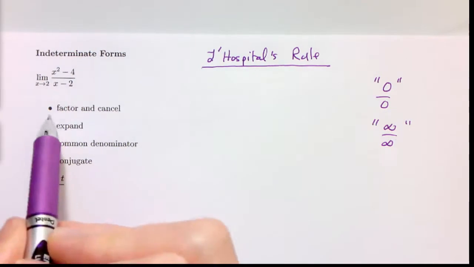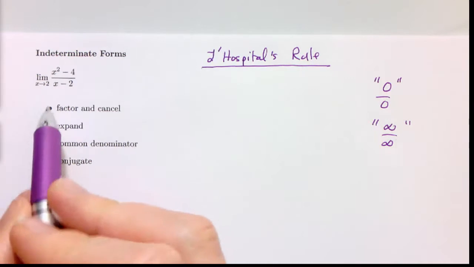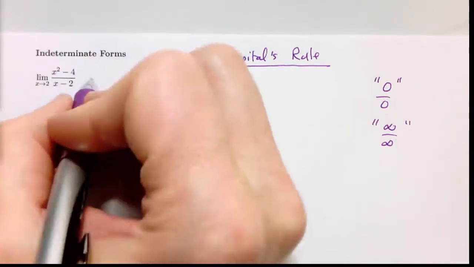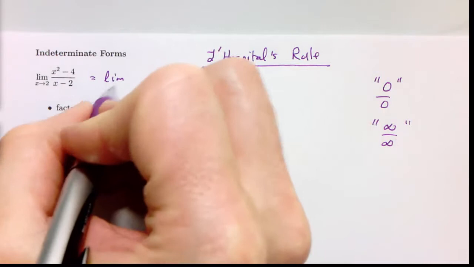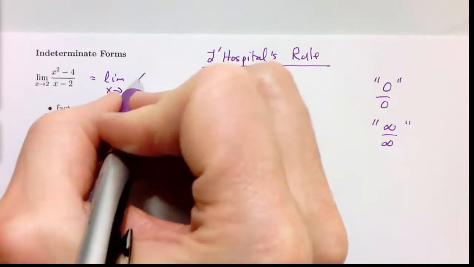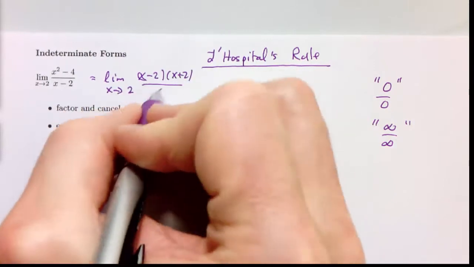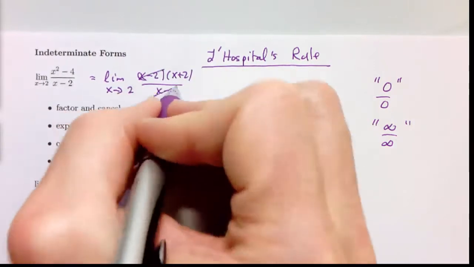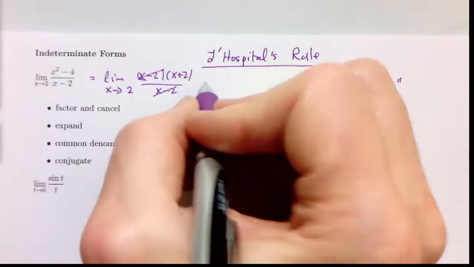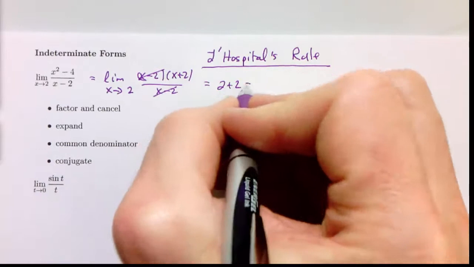Before, when we had something like this, we had a list of 4 different things we might try, factoring and canceling. That works here beautifully. So L'Hopital's rule is more than we need for this particular limit. But as we'll see, L'Hopital's rule will do a beautiful job. Now I can use direct substitution. I get 2 plus 2 is 4.